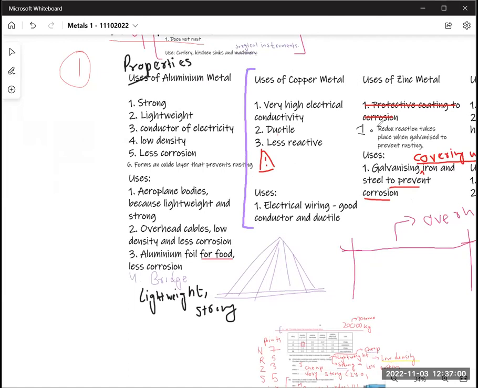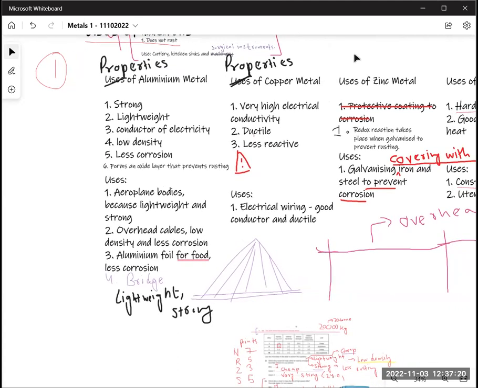Uses of copper metal. Louder, I can't hear you. Properties of copper metal: very high electrical conductivity, ductile, less reactive, and uses are electrical wiring, good conductor and ductile.